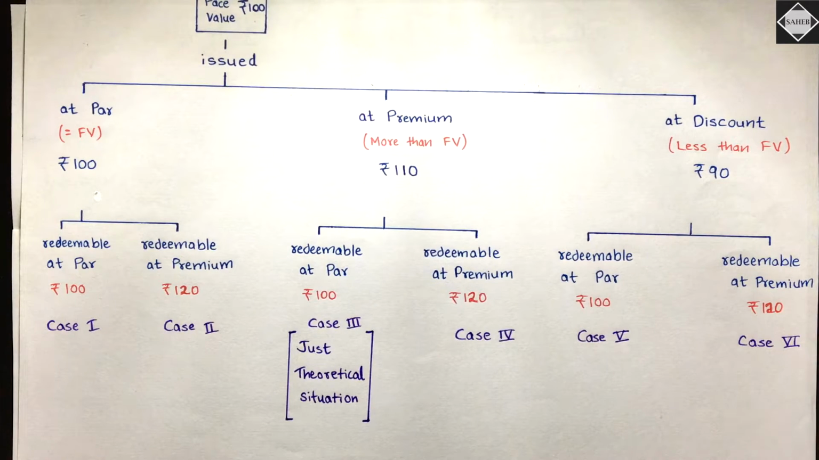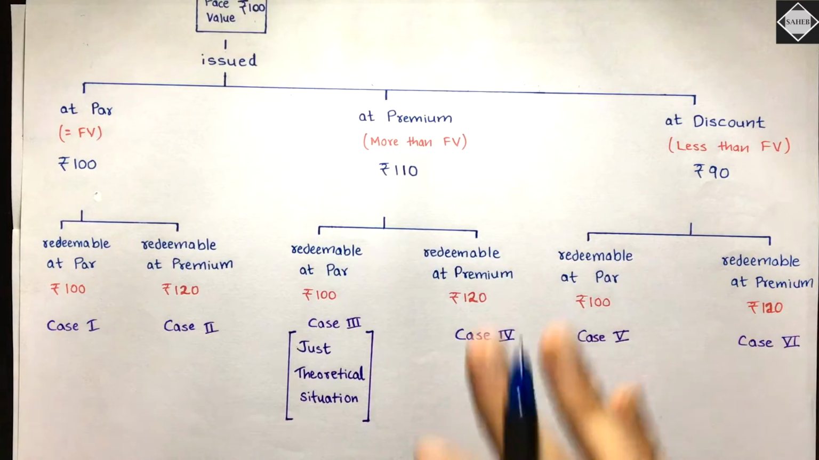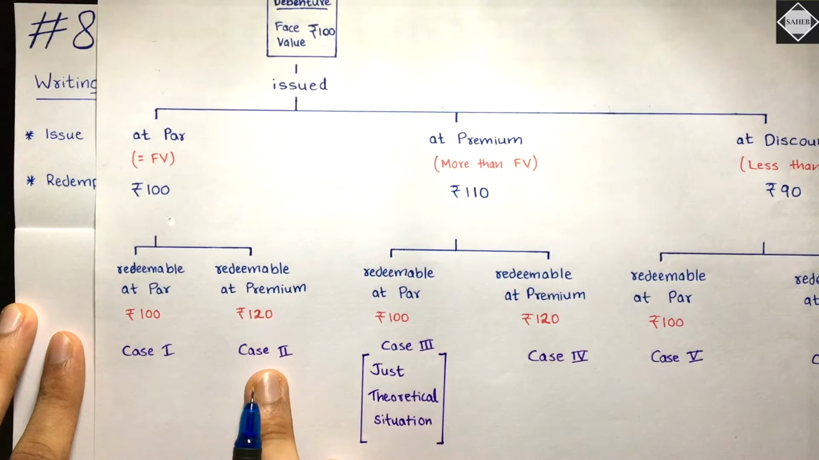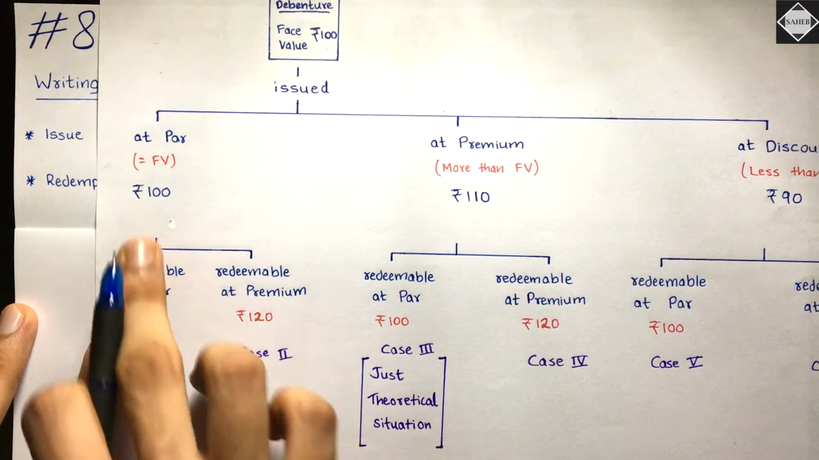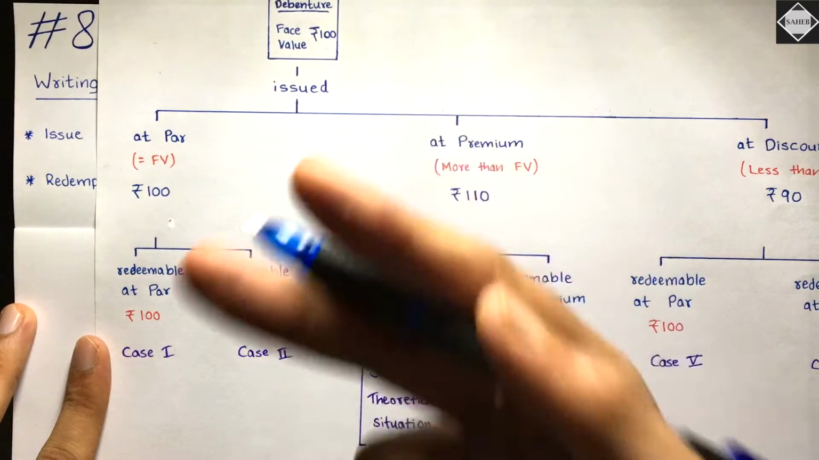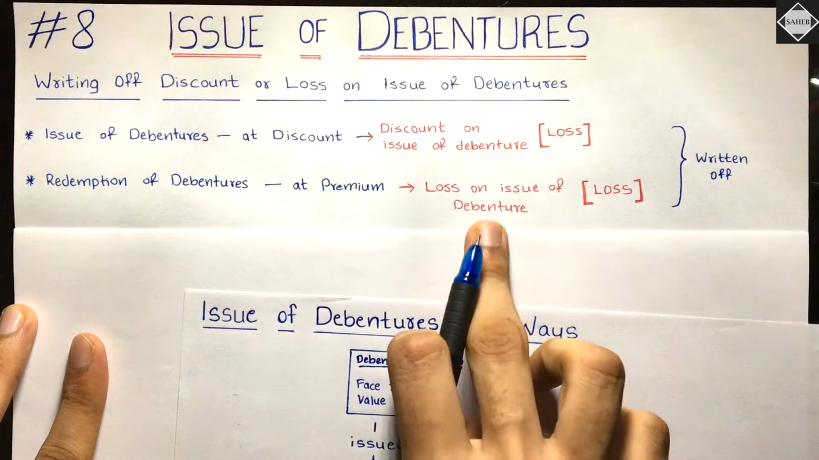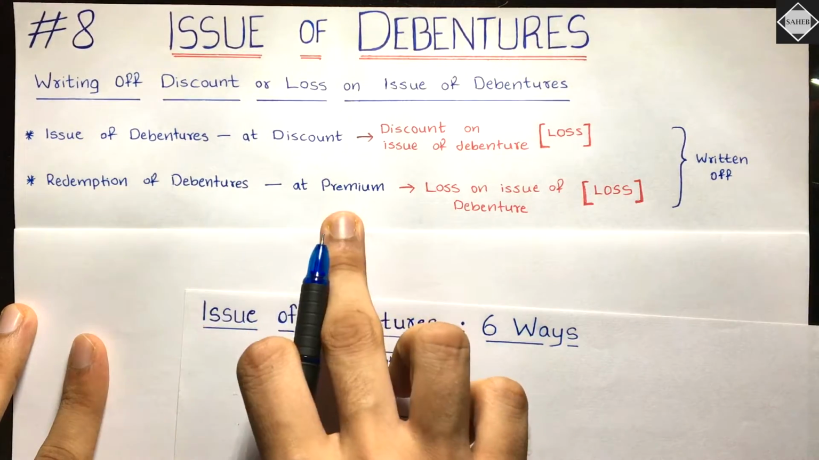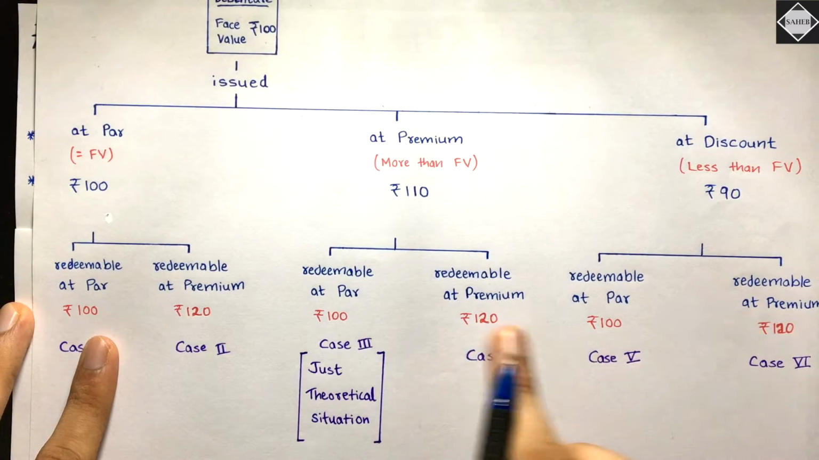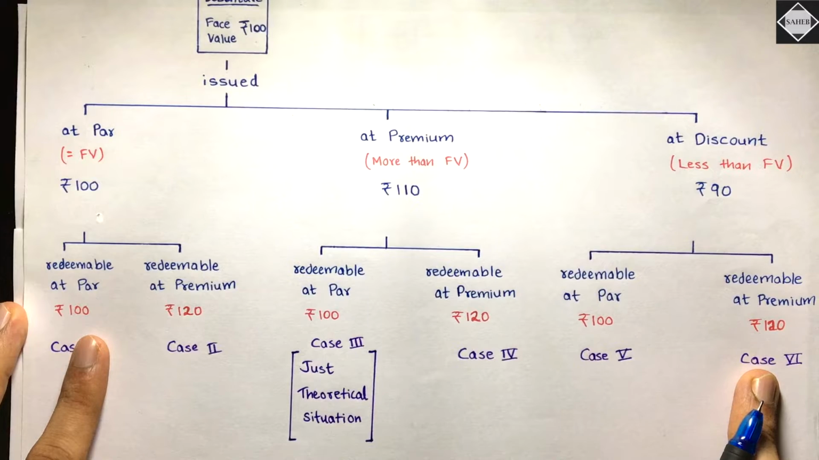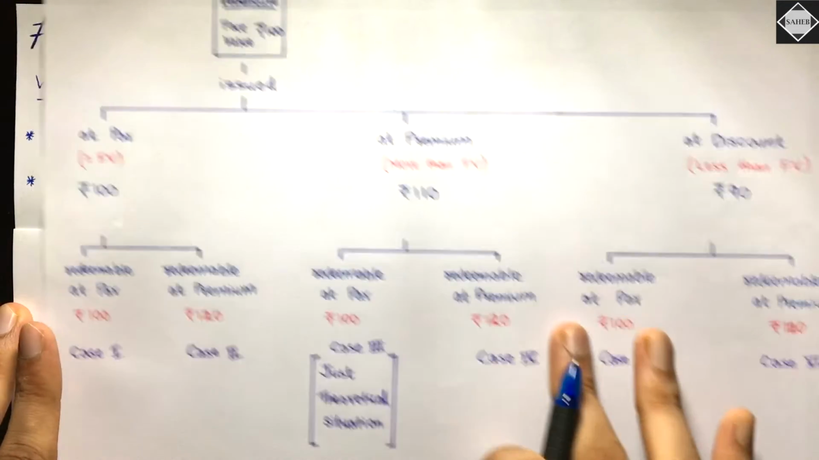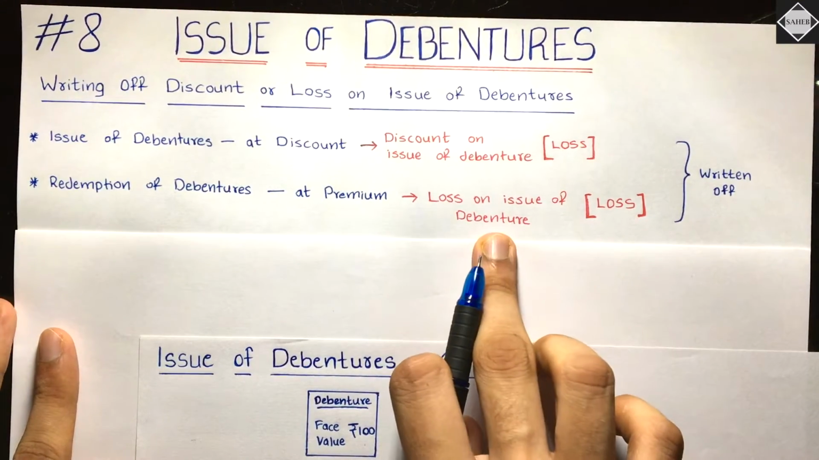Now, understand in which cases you will have these 2 things. In the second case, you will have it. Why? Because face value is 100 and you are redeeming at 120, so you are paying 20 rupees extra. That's called loss on issue of debenture. You are redeeming at a premium, right? So in all the cases where you are redeeming at a premium, here in case 4 as well as in case 6, what will happen? Here 20 rupees extra you are paying, and here also 20 rupees extra you are paying. Because of this, there will be loss on issue of debenture.